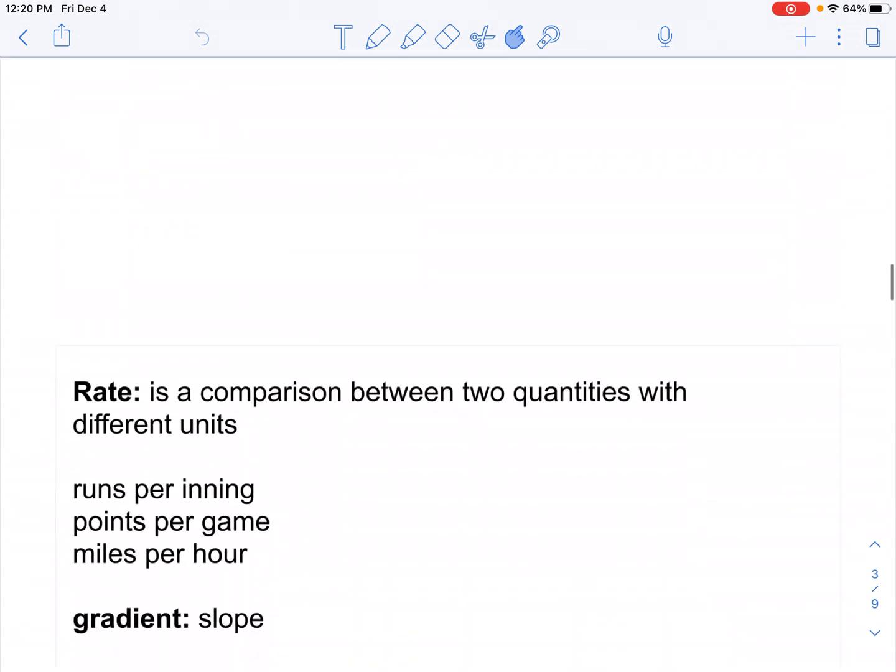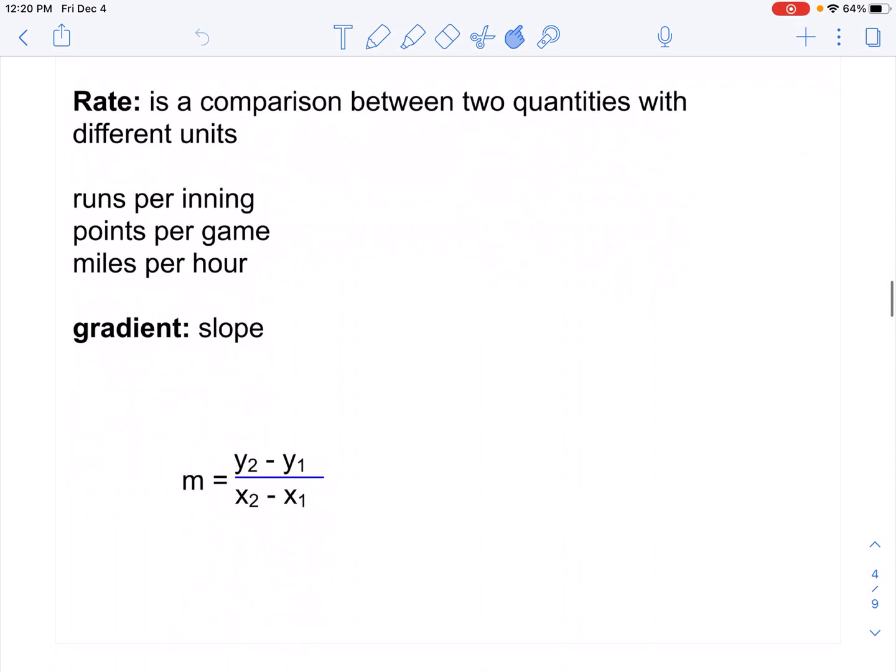Good challenge. A rate is just a comparison between two quantities with different units. Runs per inning, points per game, miles per hour. The word gradient is used to describe the slope. They are the same. The textbook and the IB curriculum use the word gradient for slope. And just to review, your slope formula is change in y over change in x.